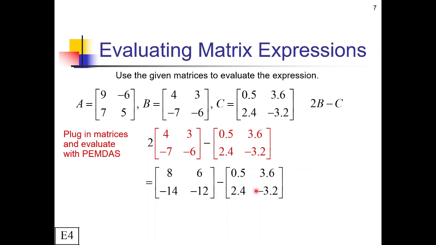Now subtracting, 8 minus 0.5 is 7.5. 6 minus 3.6, that's going to be 2.4. Negative 14 minus 2.4 is going to be negative 16.4. And then finally, negative 12 minus negative 3.2. So we're actually doing negative 12 plus 3.2. So that's going to be negative 8.8.